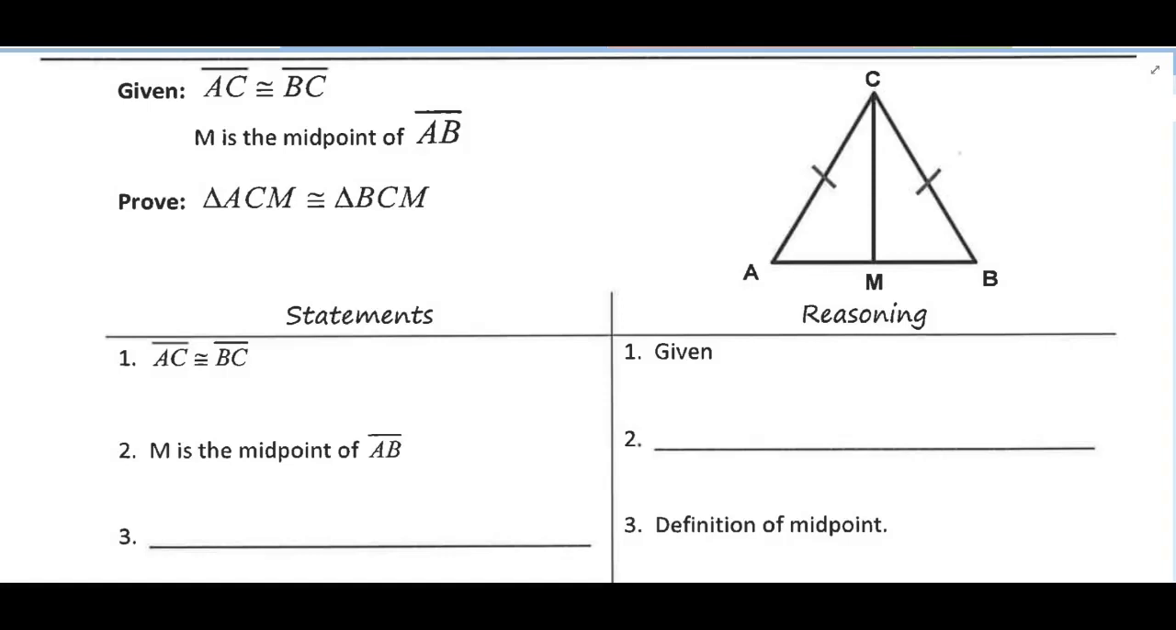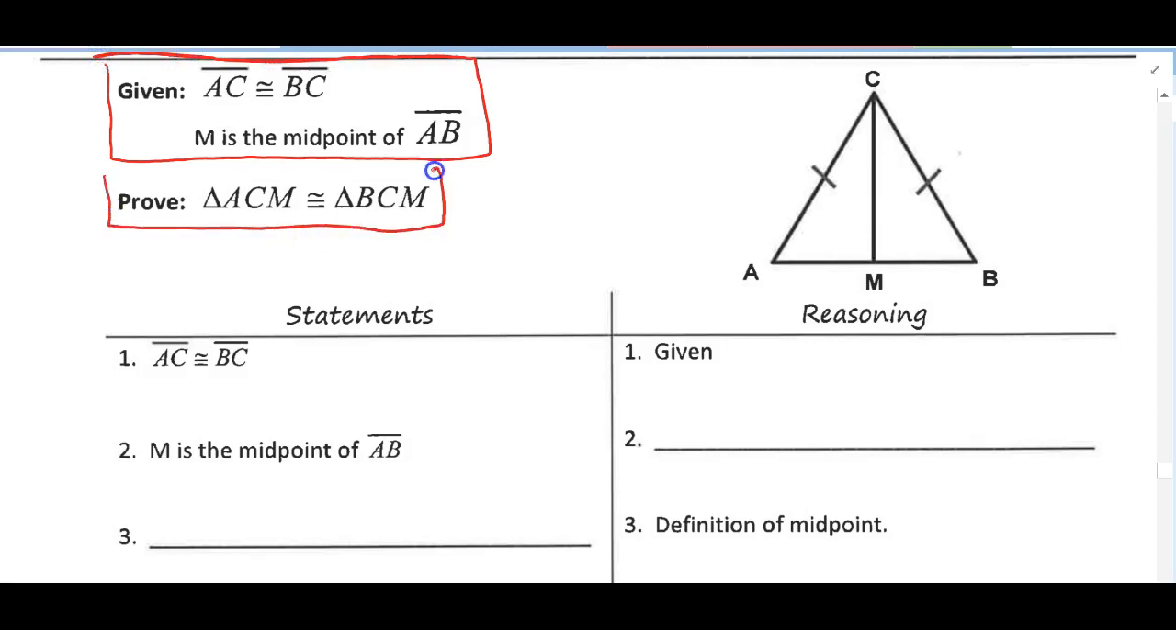In this video, we're going to look at a two-column proof, and we're going to be following the method talked about in the previous video. So let's take a look at what we have here. We have some information here that's broken into two sections. So we have the given information, and we have what we want to prove.